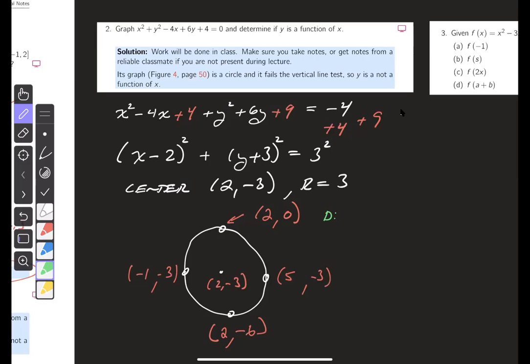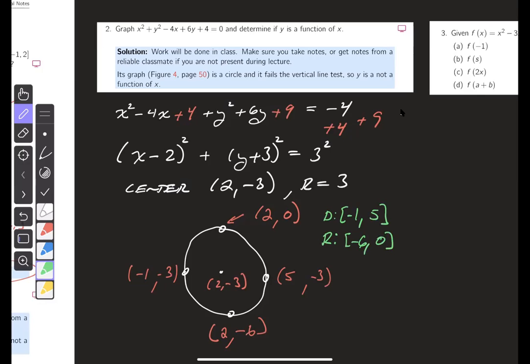Well, what do the x values go between? Minus 1 up to 5. That's the x values. What's the range of it? Well, the range of this thing over here, looking at it, it's the y values. What is it ranging between? Well, it starts at minus 6 and it goes up to 0.